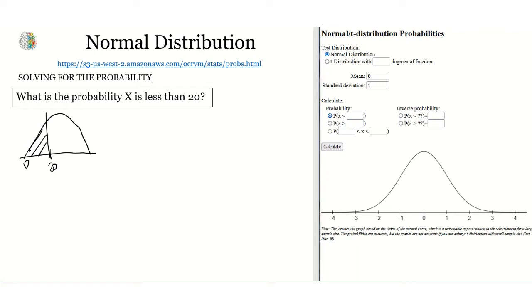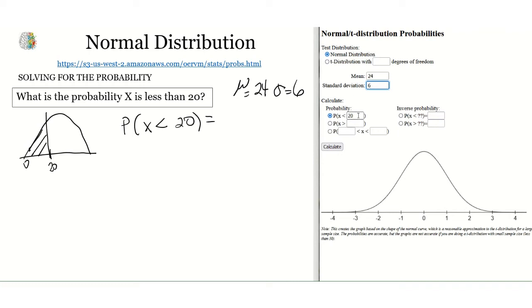So that means I'm going to use this first box. I want the probability that x is going to be less than 20. So I'm going to put 20 in my box. Let's use a mean of 24, standard deviation of 6. So I need to go ahead and change those, 24 and 6. I've already got my calculator set to normally distributed. I've put in my mean. I've put in my standard deviation.